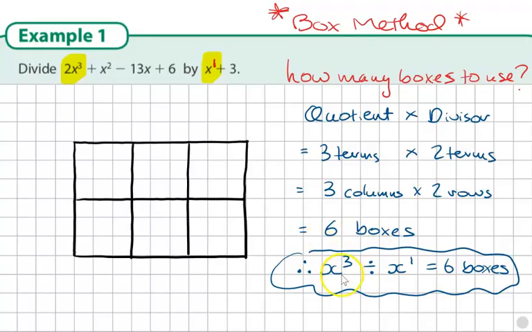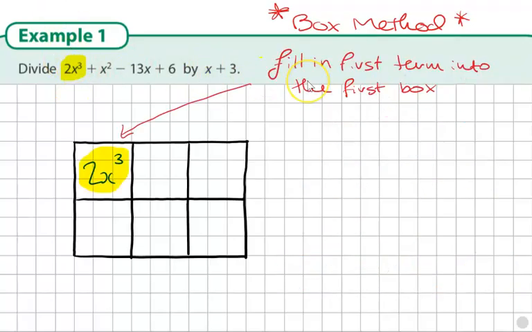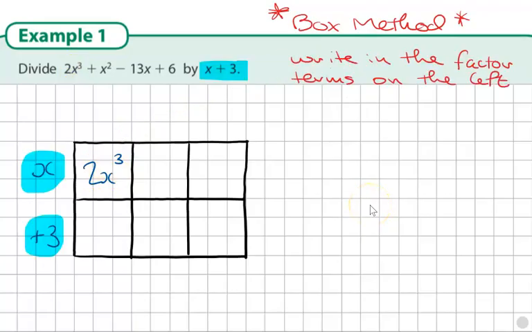So if we have x cubed divided by x to the power of 1, you're going to end up with 6 boxes. And that's what we have here. But typically this is what you're going to have to draw out if you are dividing something that looks like this. So step 1, we fill in the first box with the first term. So the first term of our dividend, 2x cubed, goes into the first box. Then we're going to draw in our quotient, which is x plus 3 at the side.